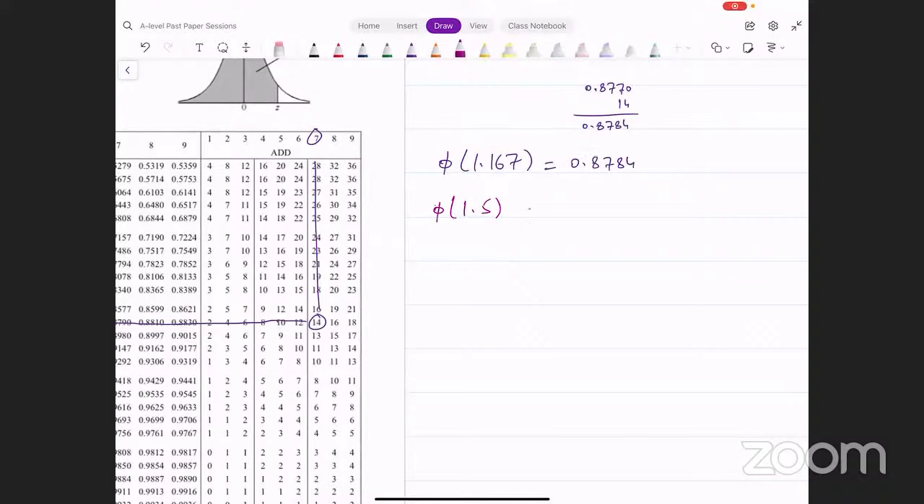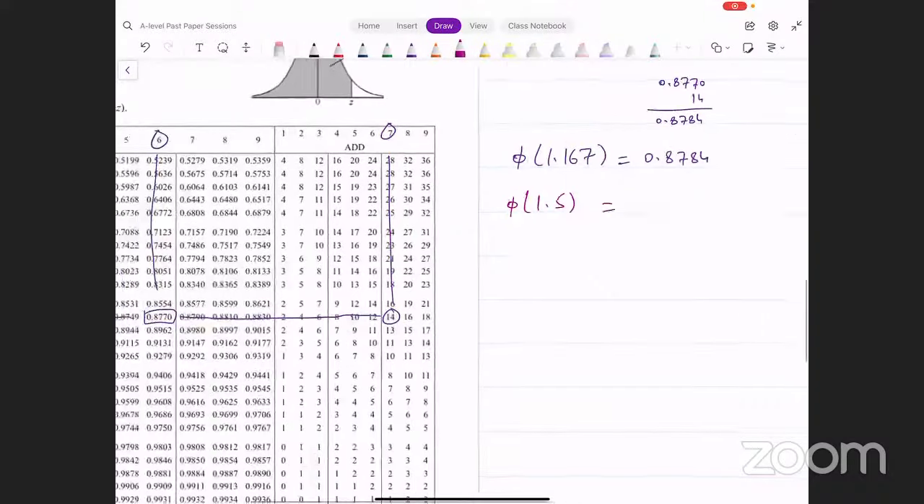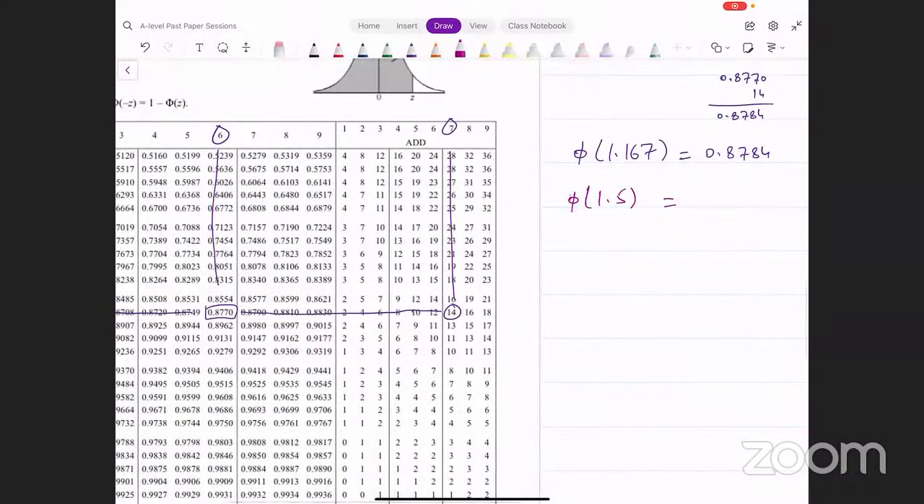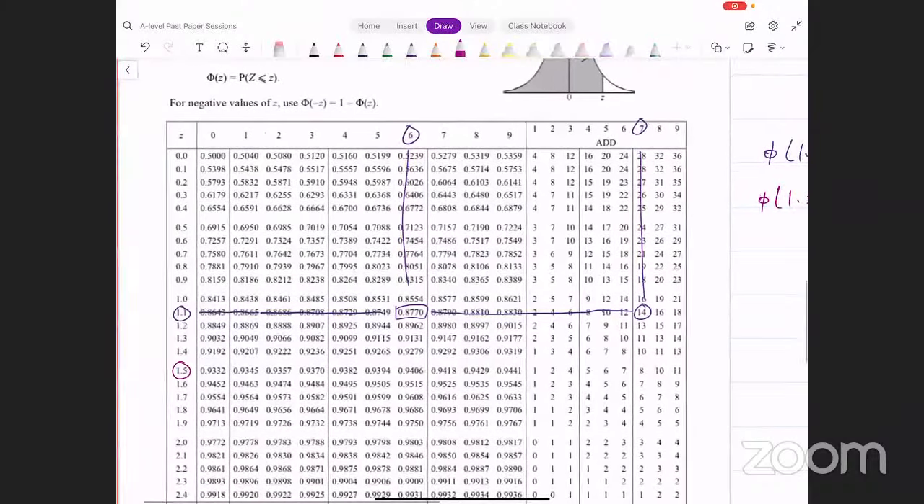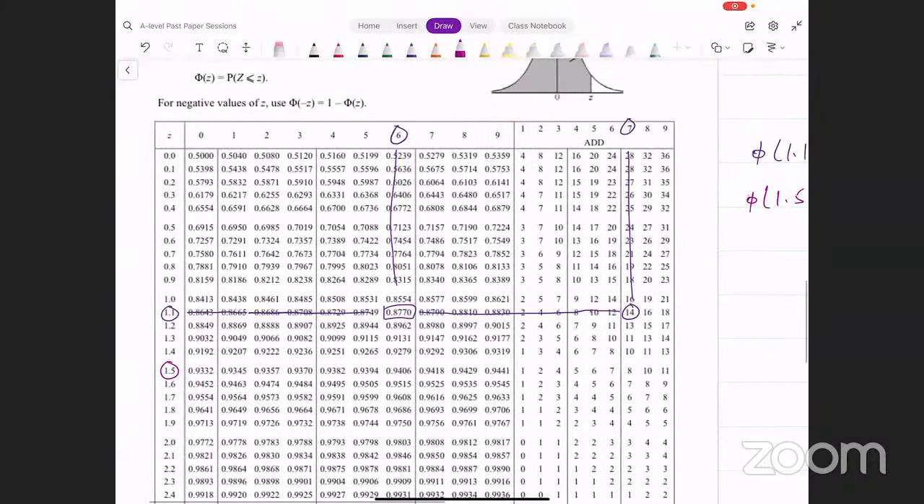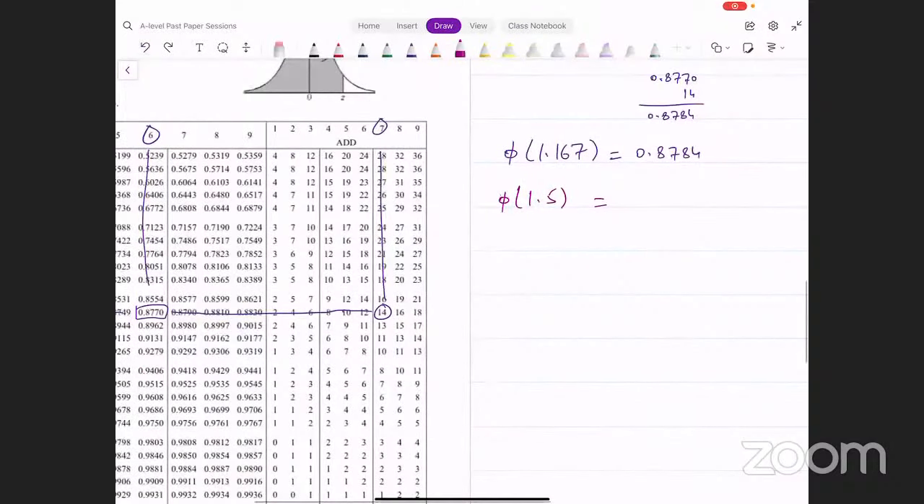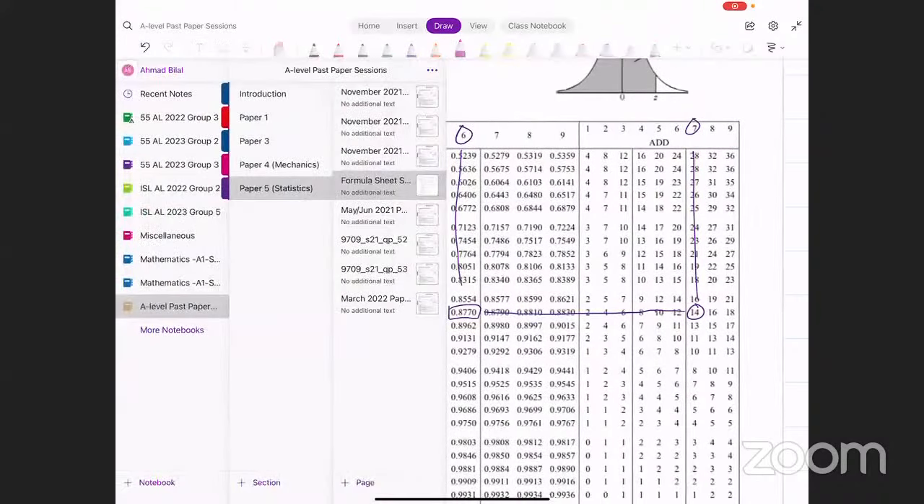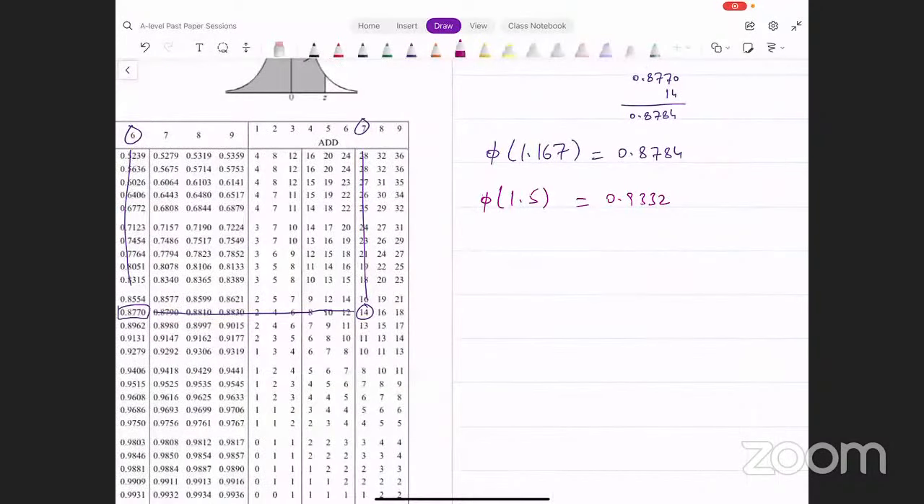Okay. Now let's look for the other value 1.5. 1.5 is here. उसके बाद तो कोई decimal place नहीं है. Third decimal places are 0. Second, third both are 0. So basically आपके पास ये number आ गया directly 0 के साथ. 0.9332. Write that here. 0.9332. These are the two values that we need. वहाँ पे जाके लिख देते हैं. 0.8784 and 0.9332.